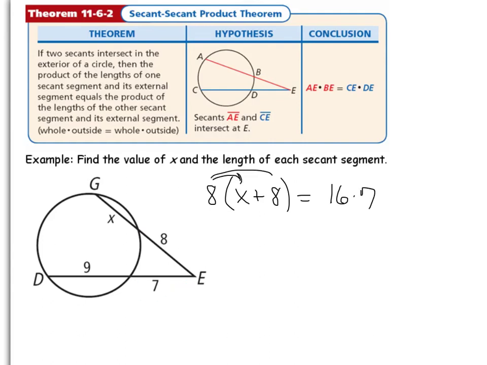So we're going to distribute my 8 through, and I get 8x plus 64 equals 112. We're going to subtract the 64 and divide by the 8, and we're going to end up getting x is 6.